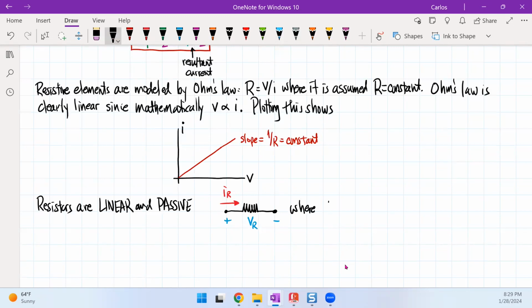If it follows the sign convention, Ohm's law shows that V, the voltage across the resistor, is R times I_R. And the power of the resistor, by definition, is the current times the voltage, but through Ohm's law, we can rewrite this to read either in terms of voltage or current.